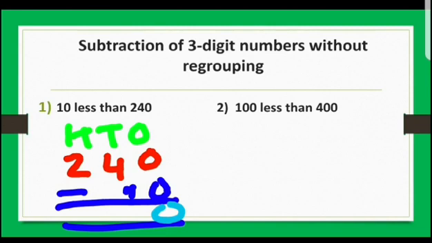Now 4 and 1. So 4 lines, 1 2 3 4, subtract 1, cross out 1. How many left? 1 2 3, 3. And here you can see again it is a 2-digit number. No digit is there under 2, so you will copy 2 as it is. So your answer is 230.